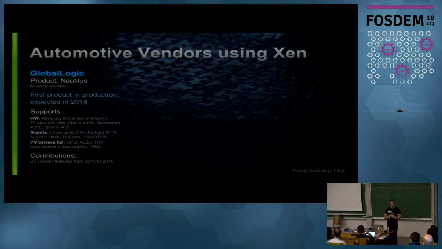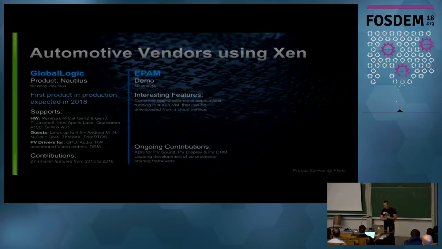Automotive gets even more interesting. There is a company called GlobalLogic. They're a tier two automotive supplier. They have a product based on Xen, and have done some contributions over the years. Right now, they're very focused on bringing some of this stuff to market. They have a competitor called EPAM, and it's quite similar to what they're doing.